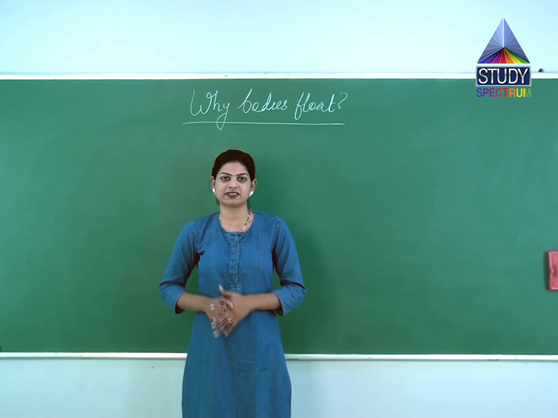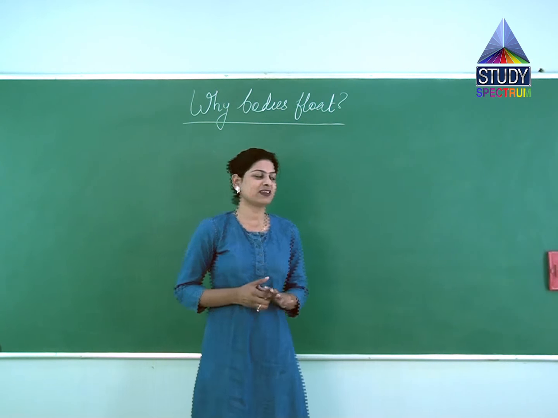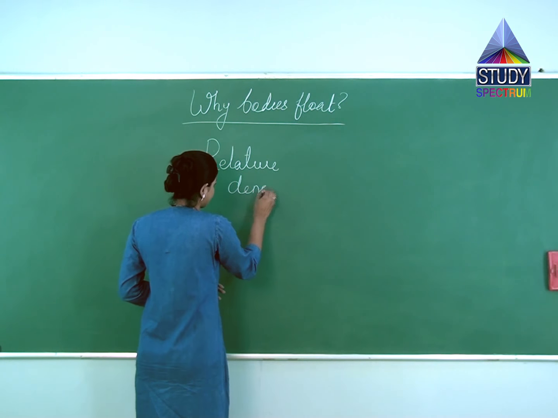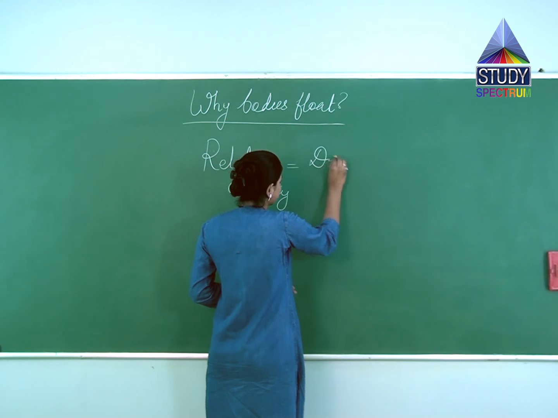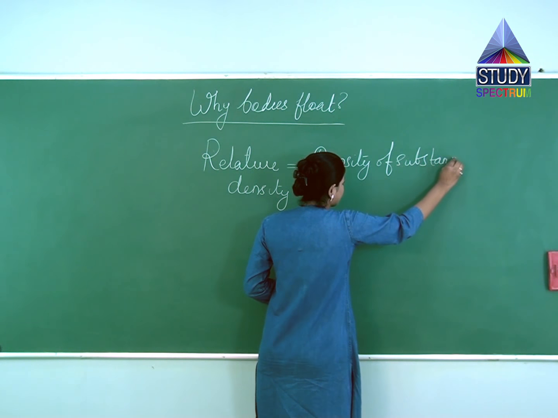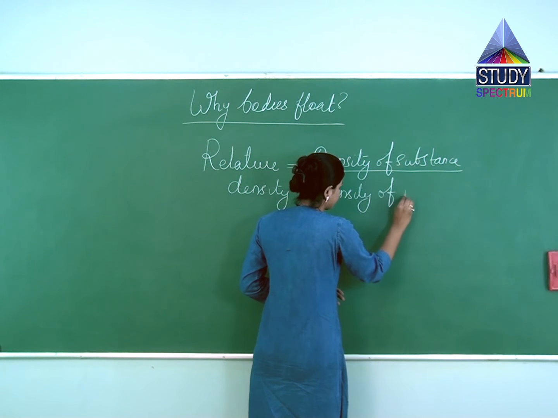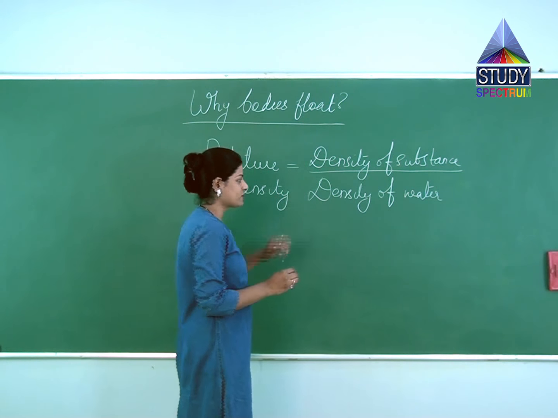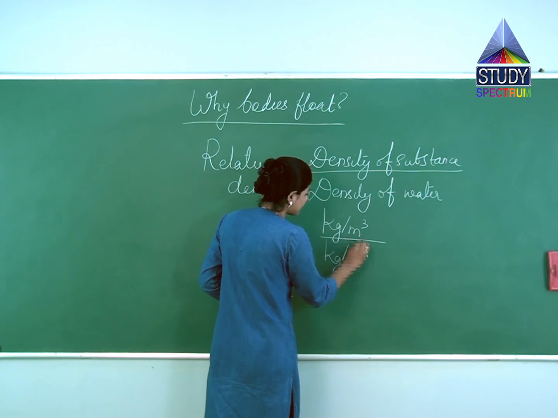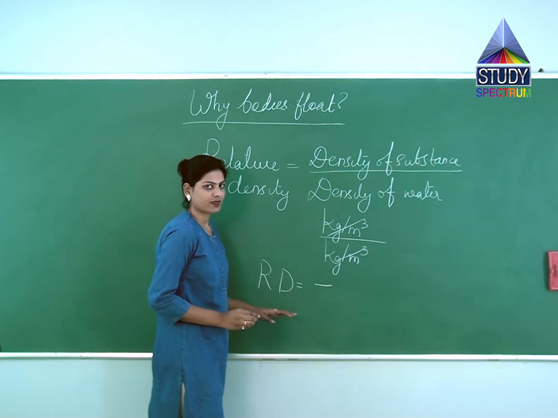Now what do you mean by the term relative density? Relative density means you have to compare the density of the given object with the density of water. So mathematically we can write relative density as the density of the given substance divided by the density of water. As the density of substance, that is kg per meter cube, and density of water, that is again kg per meter cube, get cancelled, relative density, or in short RD, has no units. It has no units.